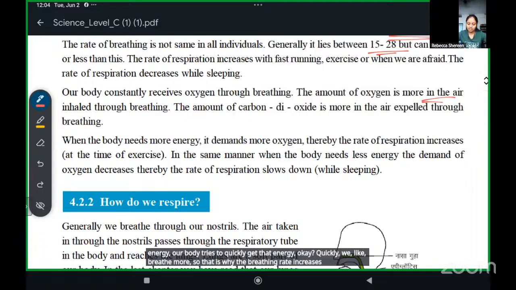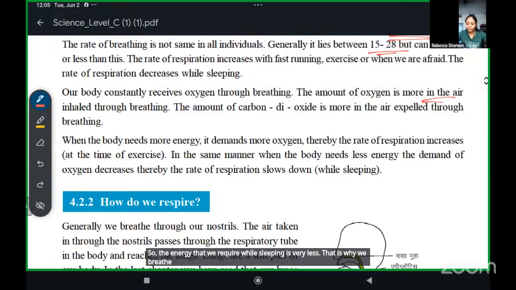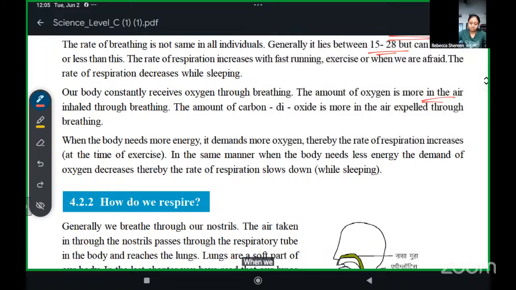In the same manner, when we are sleeping, the energy the body needs is very little. When sleeping, we are just lying down with our eyes closed, our brain is resting, and our body goes into rest. So the energy we require while sleeping is very little. That is why we breathe less. When we are sleeping, the rate of respiration slows down.